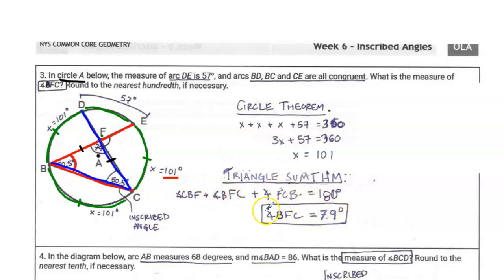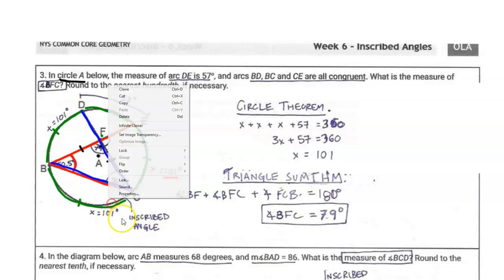I'm going to get 79. Looks like it was asking for the measure of BFC. BFC is this angle here. Looks like I found it already. That's 79 degrees.